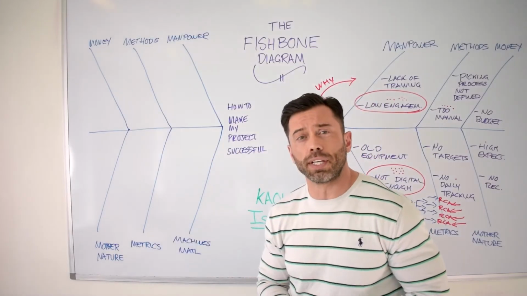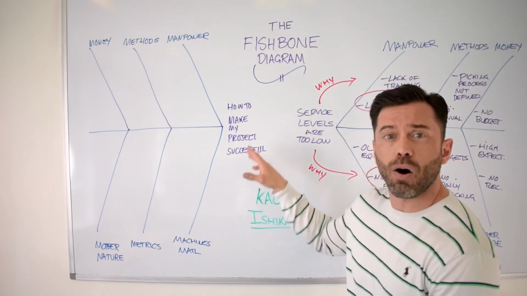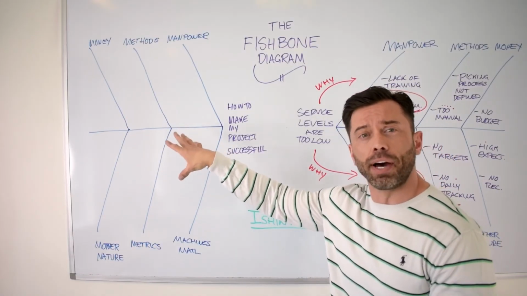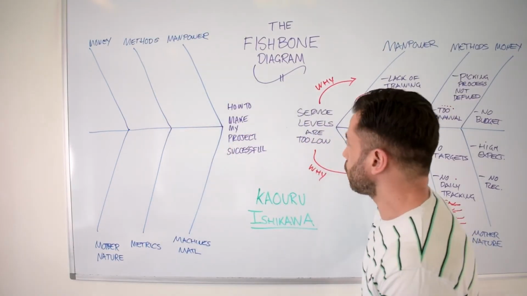And here I'm going to use exactly the same approach as in the fishbone. I'm going to ask myself how I can do that by identifying elements in the 6-bone diagram that are going to help me make my project successful.